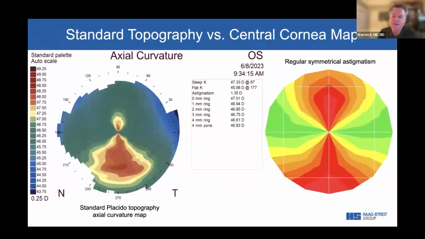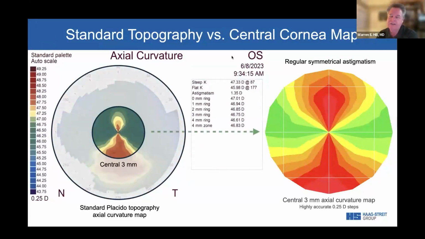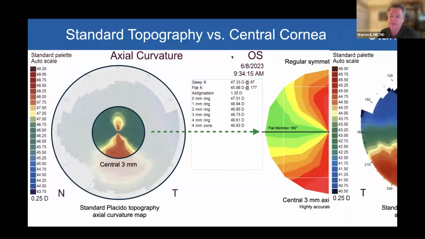So here's an old and trusted friend, the Zeiss Atlas 9000 topographer. And when we think about the toric IOL, we're really interested in the central 3 to 3.5 millimeters. What happens at 6 and 7 millimeters really isn't going to influence us too much for a toric IOL. So it generates an axial curvature map in the area of interest for the toric IOL, and it also draws a line where we have the steep meridian and the flat meridian. And this is very, very helpful in determining if these are correct.